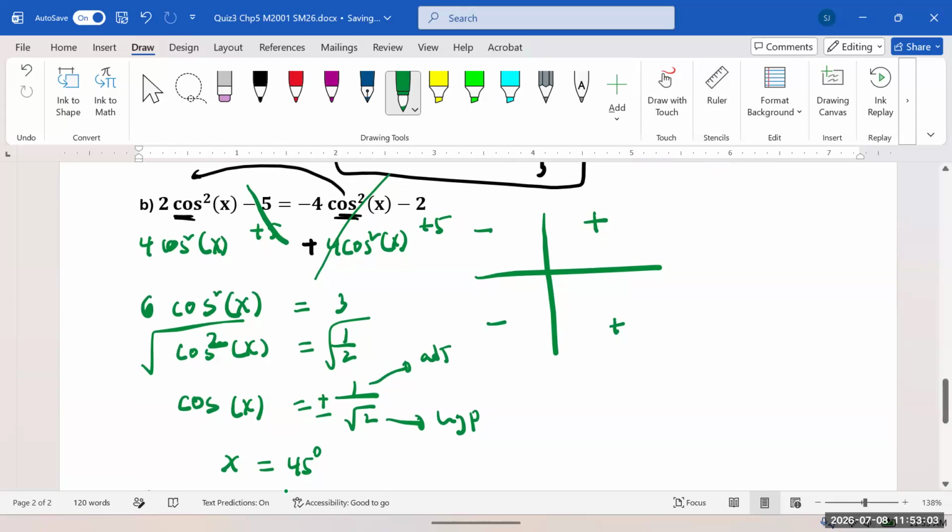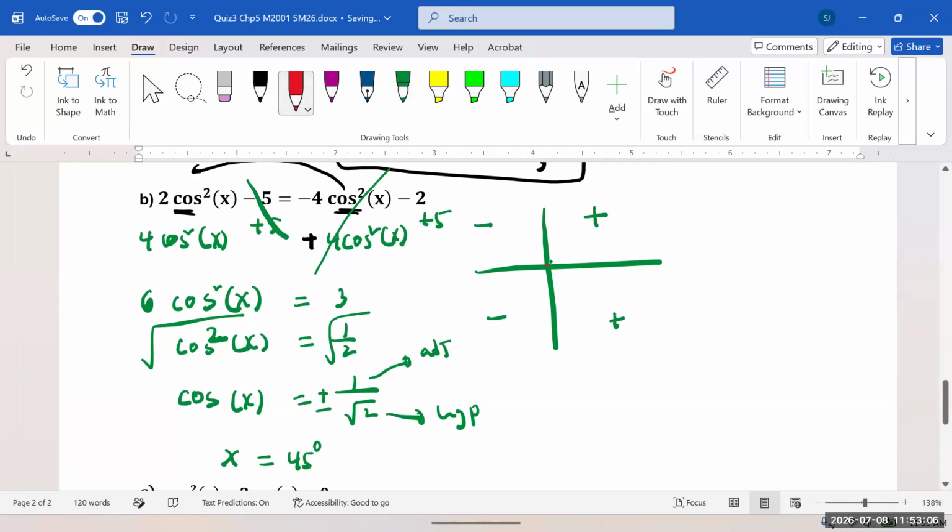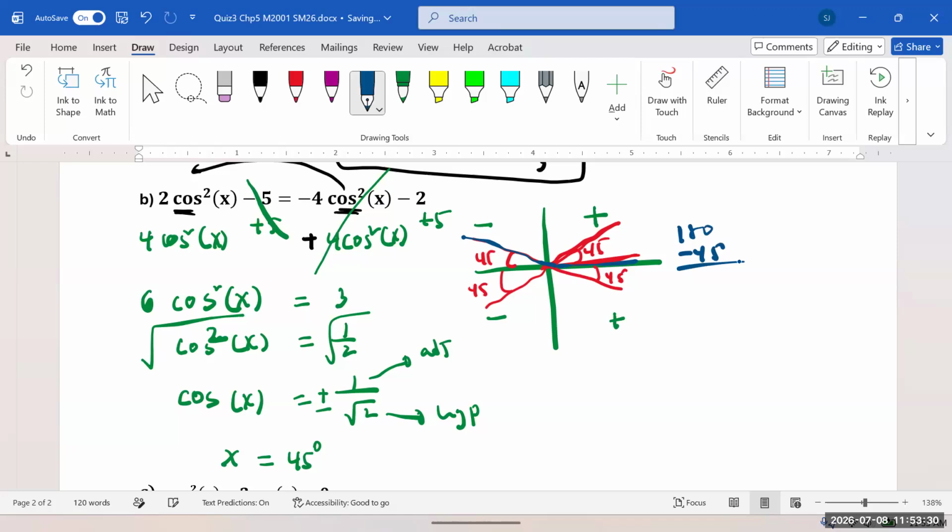It's understandable. So that means we have 45 degrees here. We have another 45 degrees here. We have another 45 degrees here. And we have another 45 degrees here. The only angle we are going to accept without doing any math is this 45 degrees. For the rest, you have to do math. This blue angle is 180 minus 45, which is what, 135. So our second angle is 135 degrees.